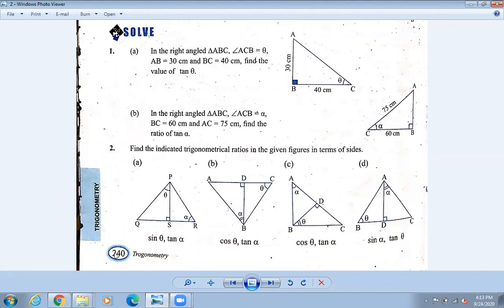Okay, so let's get ready. We have done up to let's get ready. Now let us do the solve questions. So number 1 and 2 we are going to do today. So number 1A, here it is given.